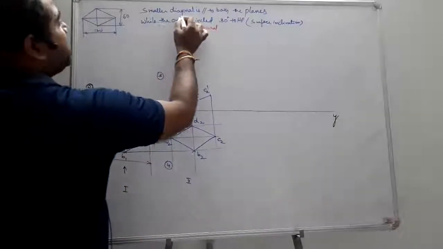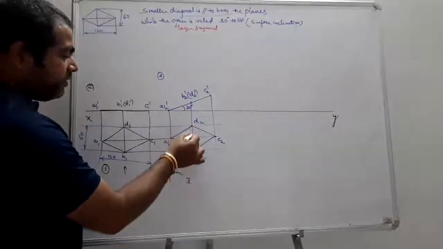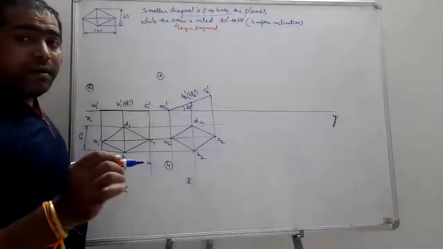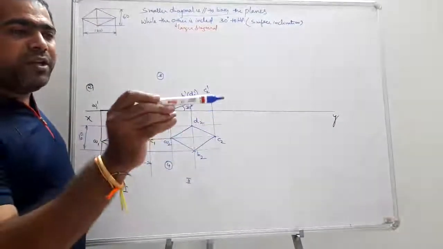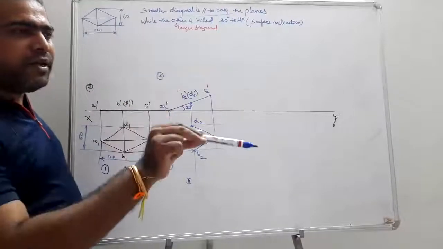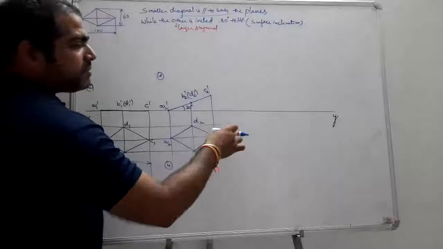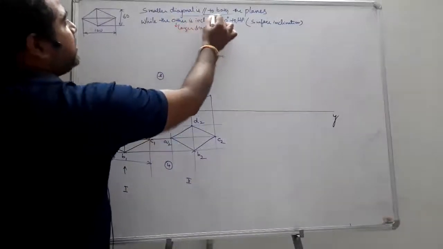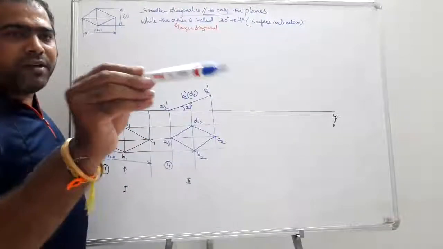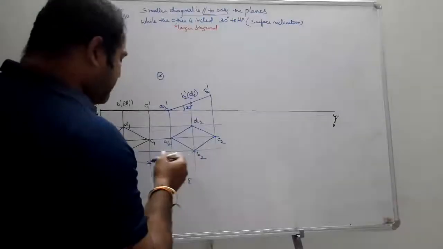So after stage 2, how can we obtain stage 3? That means the smaller diagonal is parallel to both the reference planes. How can you say a smaller diagonal is parallel to both the planes? Here if you see this, this is perpendicular to VP. When your line is parallel to both the reference planes, if you put your line like this, it should be parallel to VP and parallel to HP. Similarly, if you place your diagonal parallel to XY, so BD is parallel to XY, then I can say that diagonal is parallel to both the reference planes. Let us assume BD is parallel to XY.